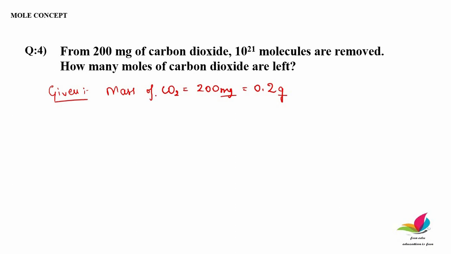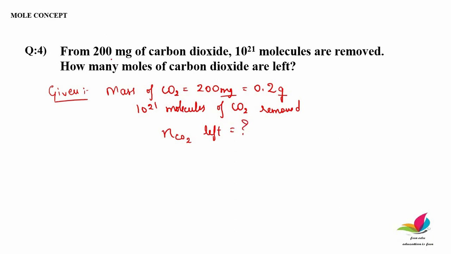Okay, so from this how much carbon dioxide is removed? 10 to the power 21 molecules of carbon dioxide is removed. Okay, so what you have to find out? You have to find out how many moles of carbon dioxide are left. So moles I will write N. So moles of carbon dioxide left is how much? Okay, that is what you have to find out.